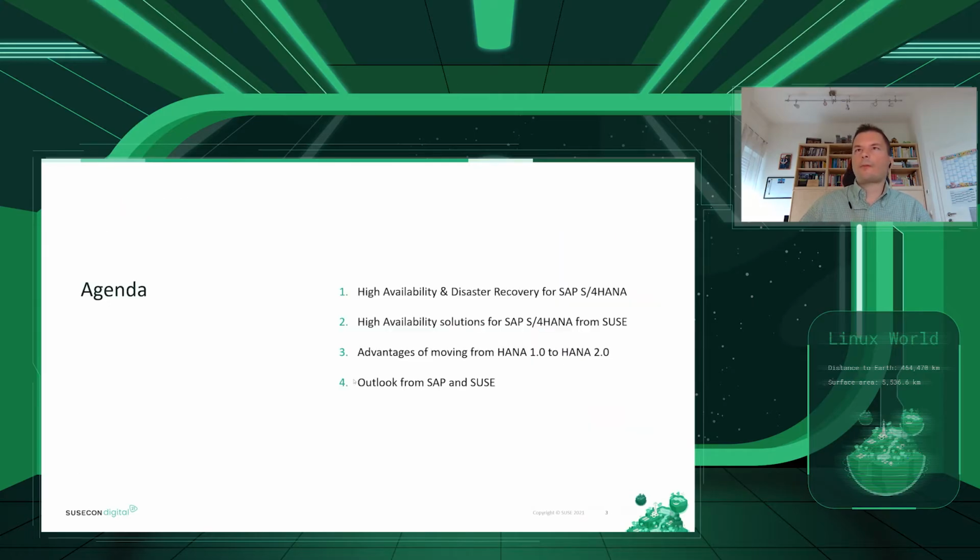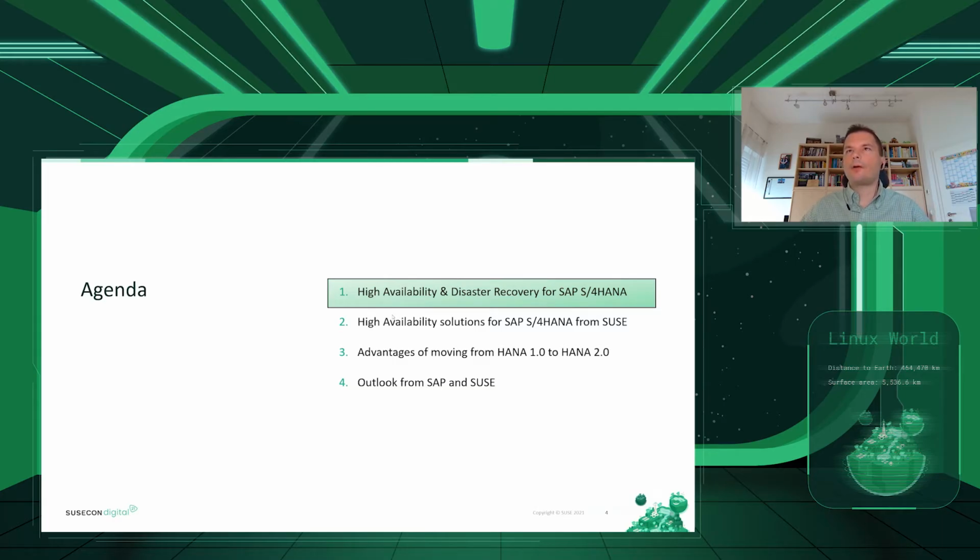Yes, let's quickly go through the agenda. I will talk in the beginning very shortly about the difference between high availability and disaster recovery for SAP S/4HANA. Then Fabian and myself will give an introduction to our high availability solutions for SAP S/4HANA. Then Ralf will talk about the advantages of moving from HANA 1.0 to HANA 2.0. And last but not least, we will give an outlook from SAP and SUSE about our latest developments and technologies that we have on our roadmap.